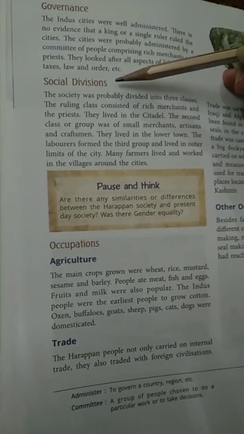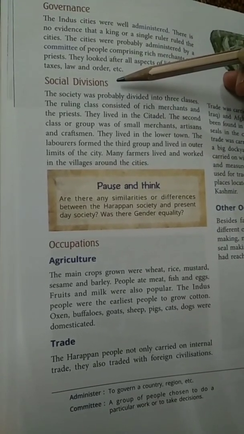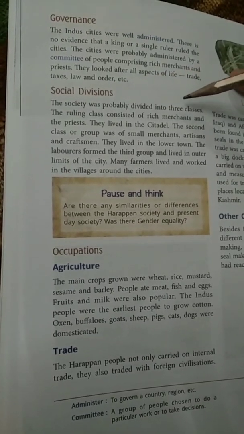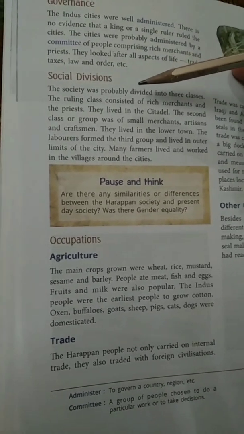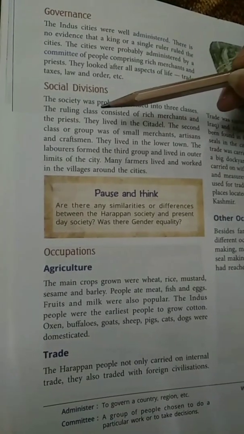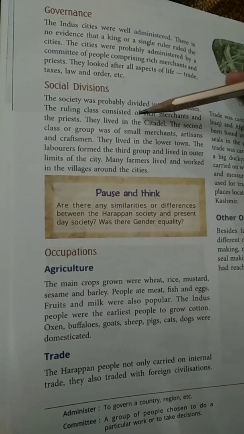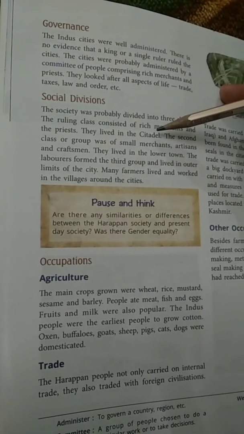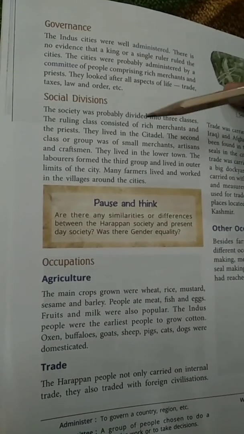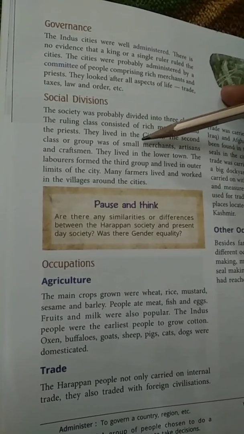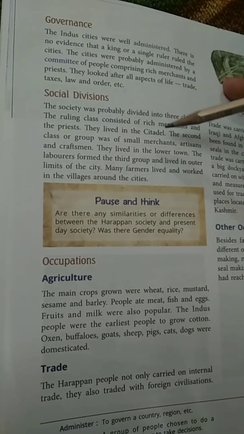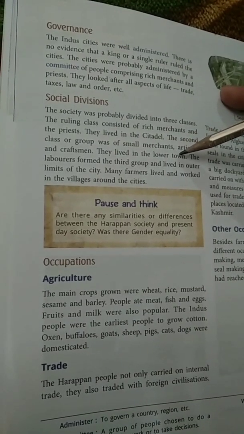Social divisions. The society in the Indus Valley civilization was divided into three classes. The ruling class consisted of rich merchants and priests, and it is believed that they lived in the citadel, which was the upper part of the town.